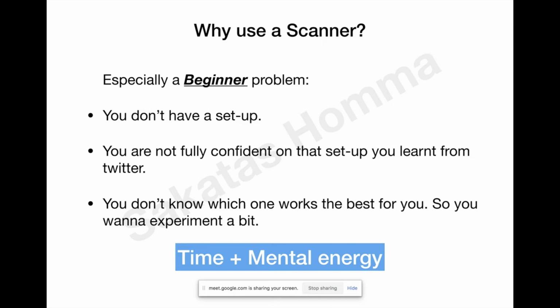Second of all, if you're a beginner, you are not fully confident on that setup. Because we are humans, we don't believe. You tell me XYZ, I will not believe you. I want you to show me. Especially as a beginner, you will be bombarded with 50, 100, I don't know how many setups on Twitter, YouTube, wherever you go, right? Oh, the magic indicator, this, that. Then you are bogged down with a lot of information, which is actually not necessary. And the third problem is you don't know which one works best for you.